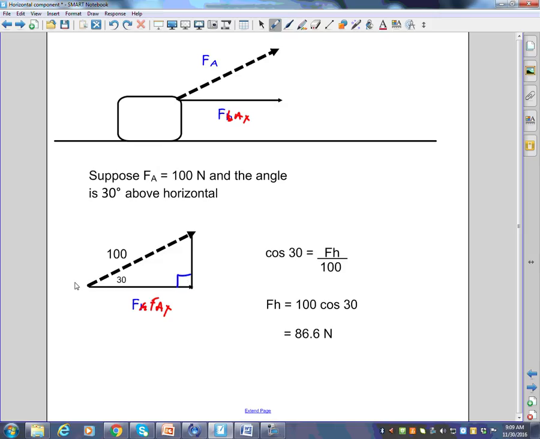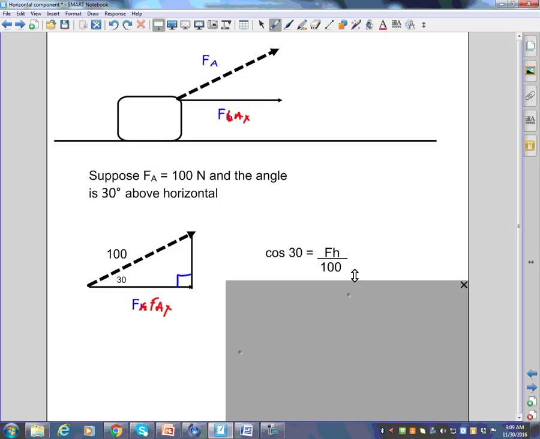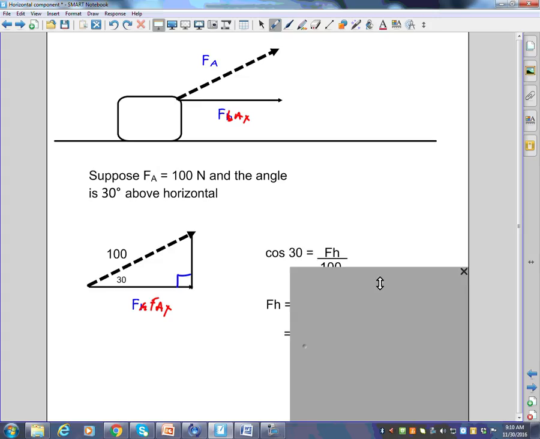Okay, so this side here is the adjacent, right? It's adjacent to the angle. And this side here is the hypotenuse. Which one has hypotenuse and adjacent in it? Our old friend cosine. Cosine is adjacent over hypotenuse, so the adjacent is my FAX or my FH. And my hypotenuse is 100.